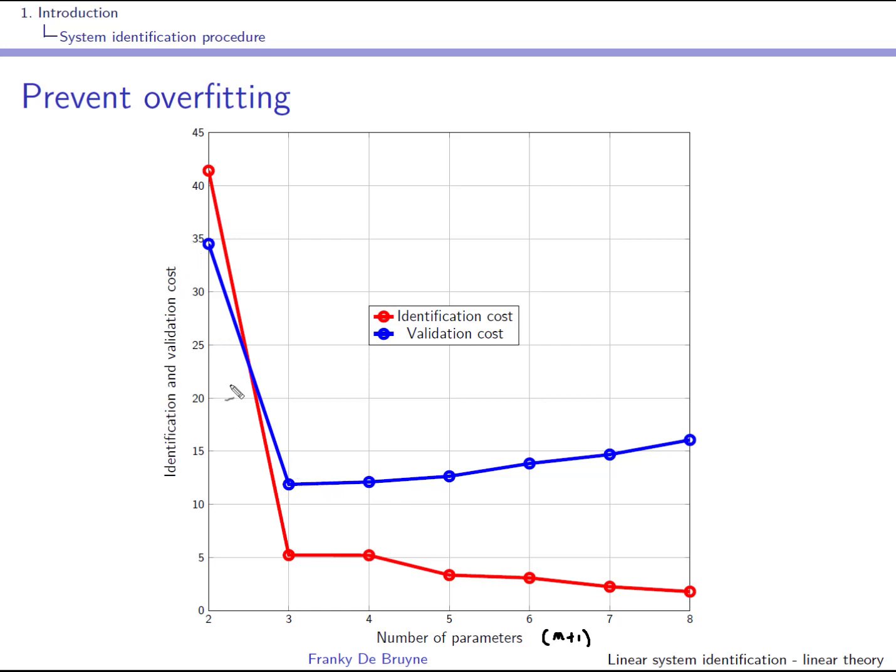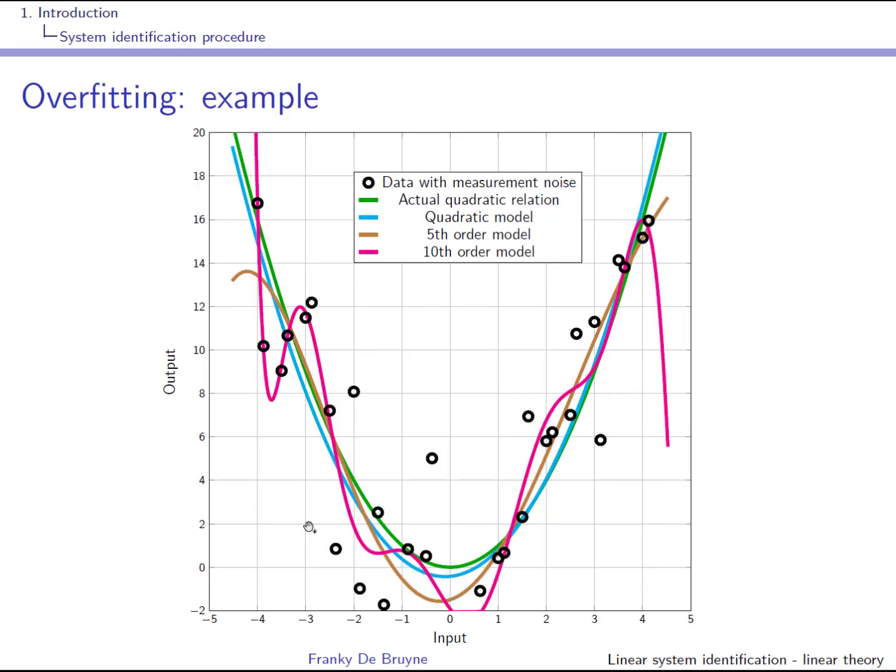validation cost goes down, and at some stage, when you stick to the noise, this validation cost goes up, slowly here, and you have kind of this knee that is indicative of the number of parameters that you should use. You see here that you should use 3 parameters, and this indeed corresponds to a second order polynomial. And if you have a look at this curve over here, you see that the identified quadratic relation in blue here is very close to the actual quadratic relation in green.